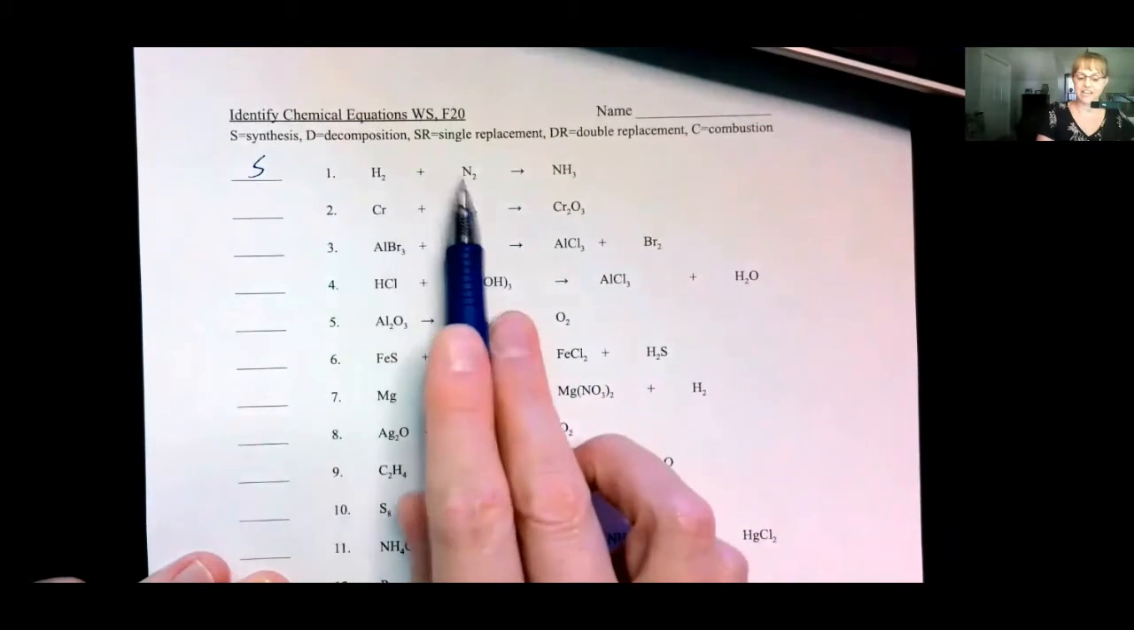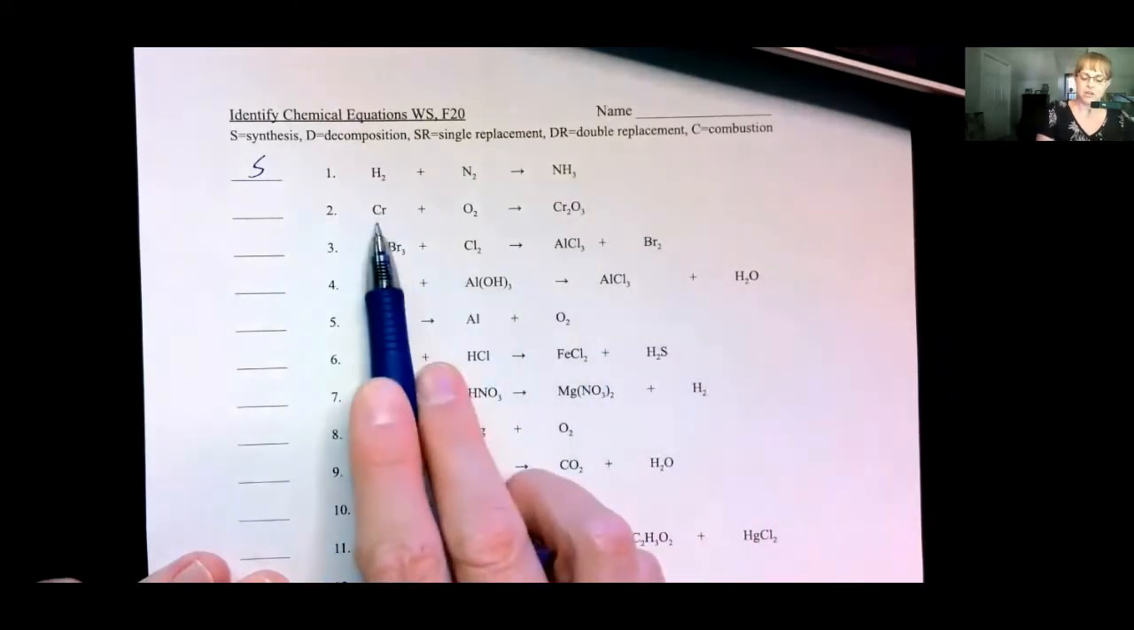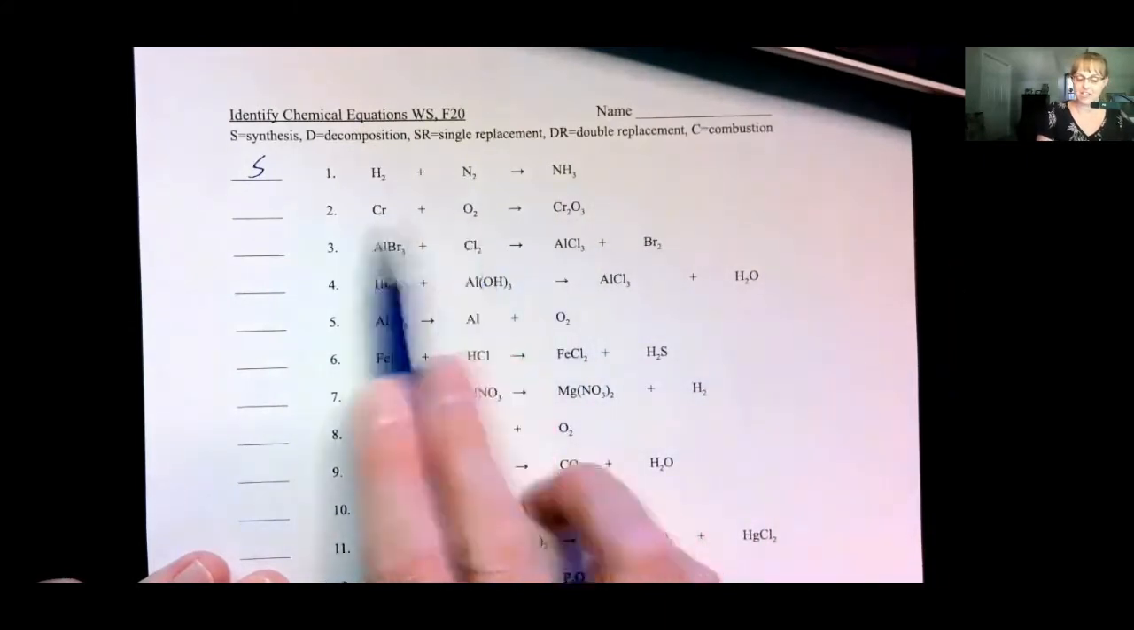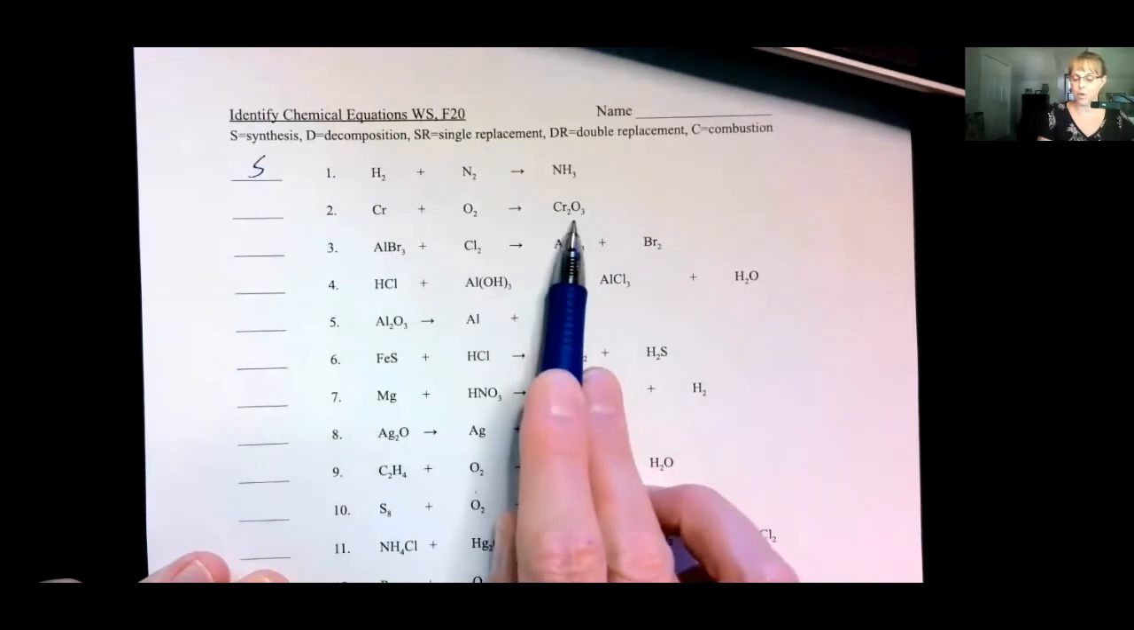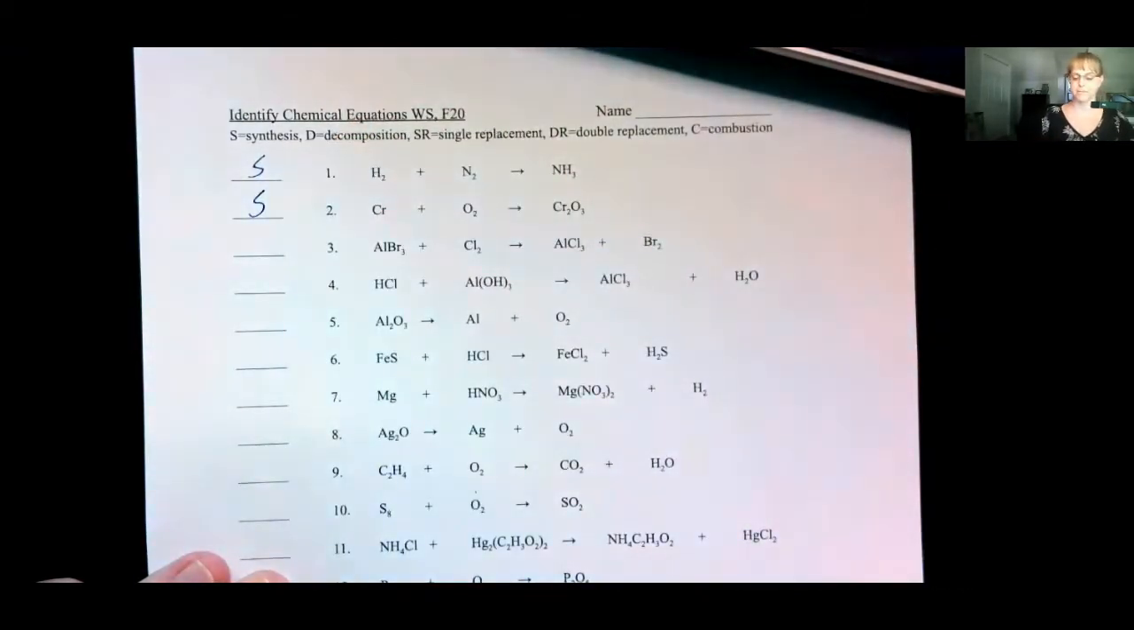The hydrogen and nitrogen are combining to make a single product, which happens to be ammonia. Chromium and oxygen, two reactants, one product. Therefore, this is a synthesis reaction.